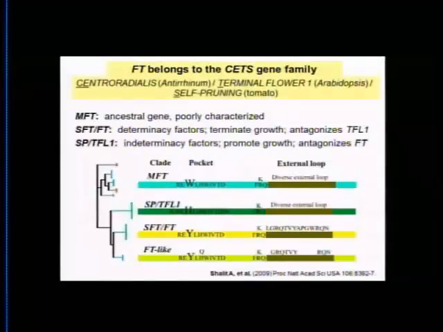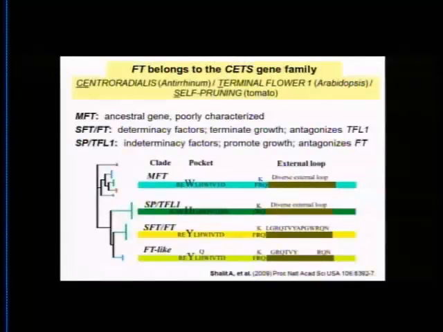The terminal flower genes are all named after the original mutation, and genetics is always confusing because the name of the gene is named after the phenotype rather than the wild type function. So terminal flower gene, when it's mutated, produces a terminal flower, but when you overexpress it, it causes vegetative growth. So you get a very, very bushy plant.